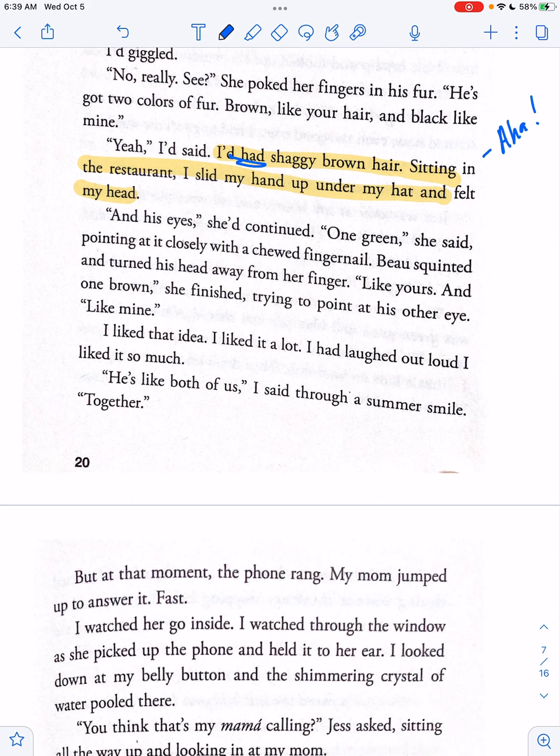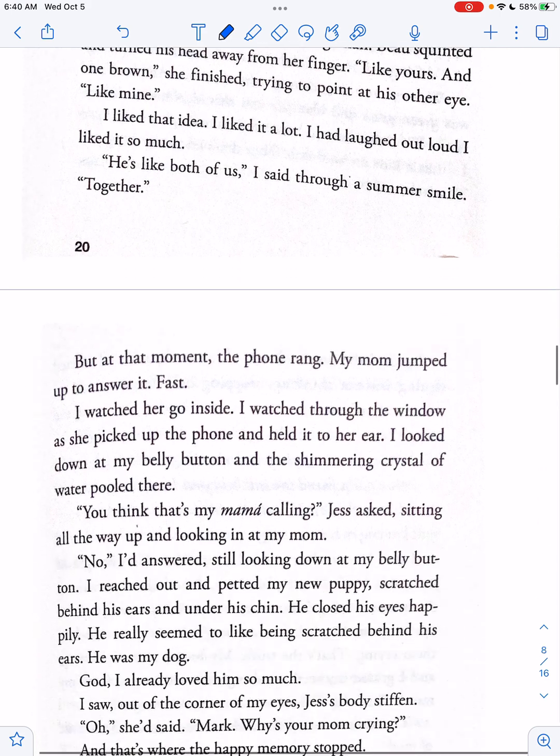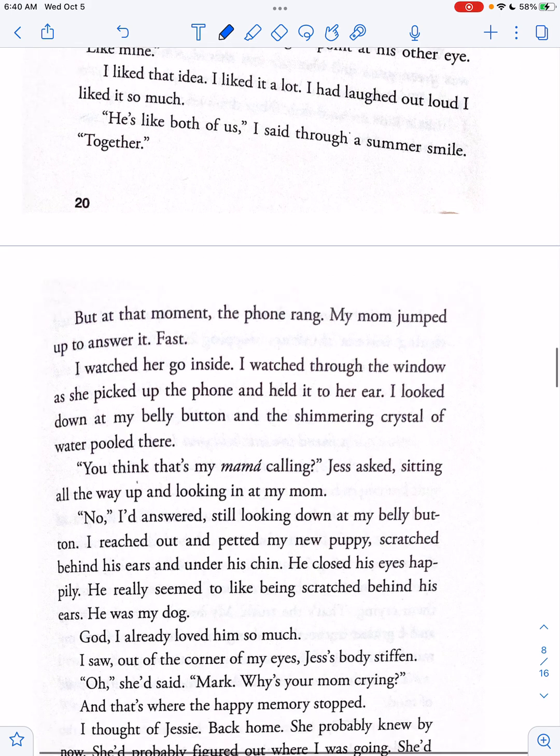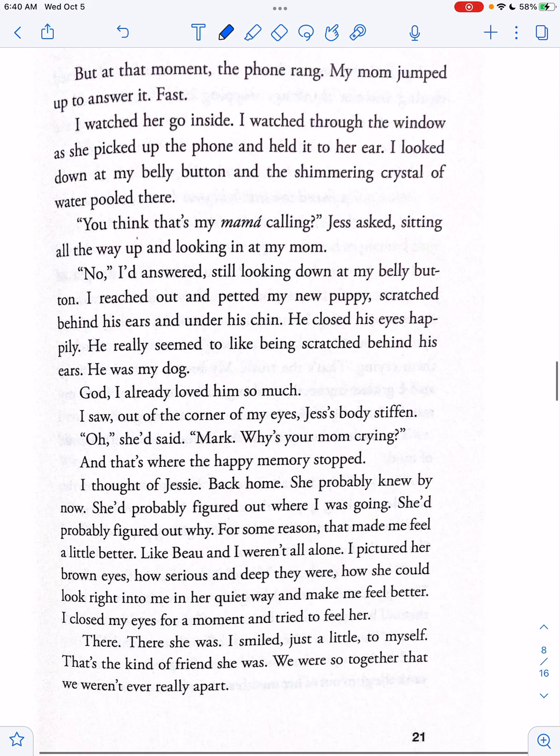And his eyes, she'd continued. One green, she said, pointing at it closely with a chewed fingernail. Bo squinted and turned his head away from her finger. Like yours. And one brown, she finished, trying to point at his other eye. Like mine. I liked that idea. I liked it a lot. I'd laughed out loud. I liked it so much. He's like both of us, I said through a summer smile. Together. But at that moment the phone rang.